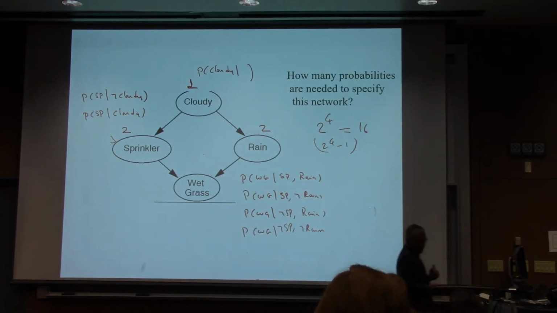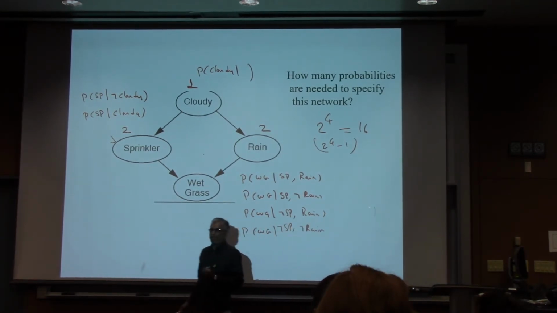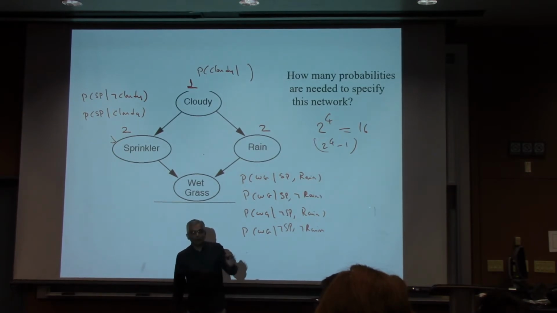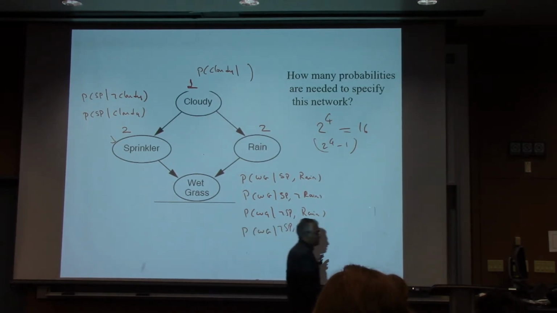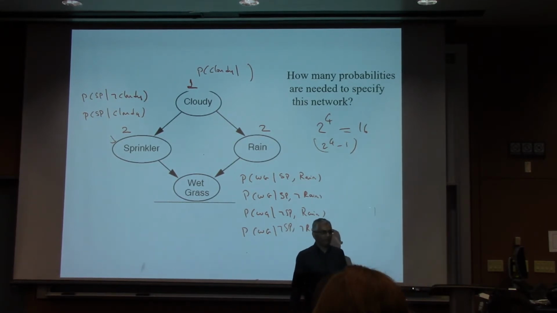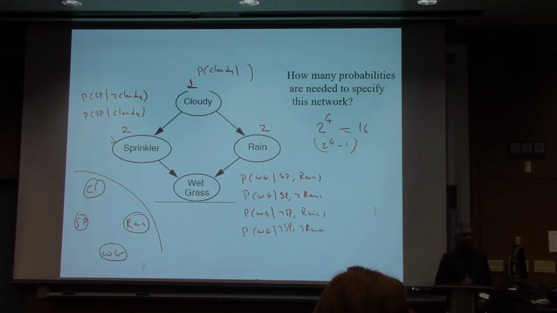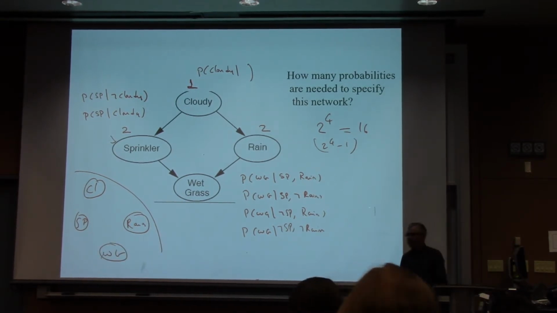Okay, and I asked this thing at the end of last class, and let's see what is the least number of numbers that I can provide. I mean, what would be the topology of the network such that it would require the least number of numbers? No edges whatsoever. So basically, it would look like this: cloudy, sprinkler, rain, wet grass. You see what I'm saying?